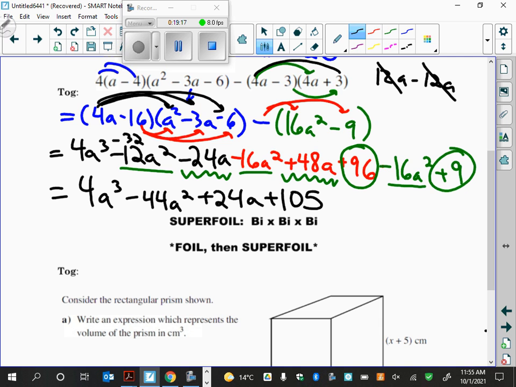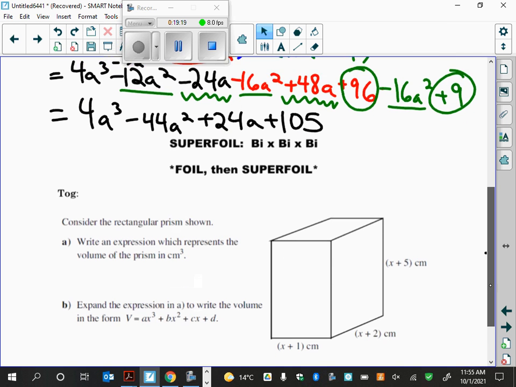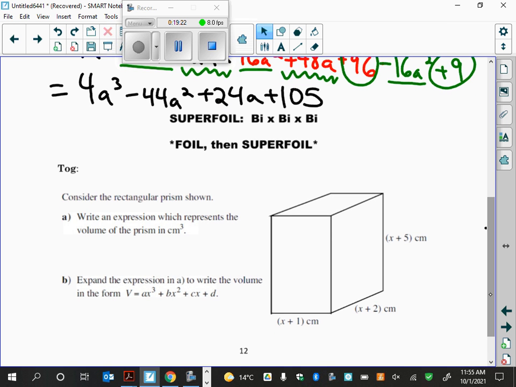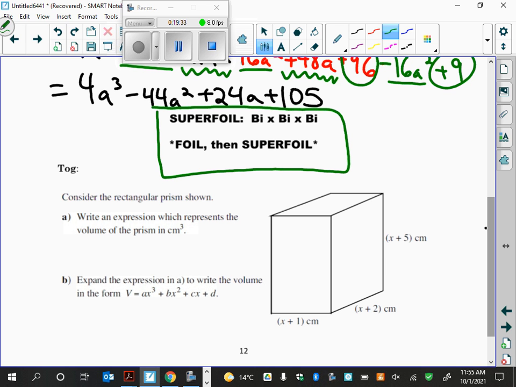Okay, next section. Little section is SuperFOIL. So this is your last important information page before Tuesday. So cut and paste that. And then any binomial times a binomial times a binomial is an example of this. So if you get something like this, you have to know what to do.